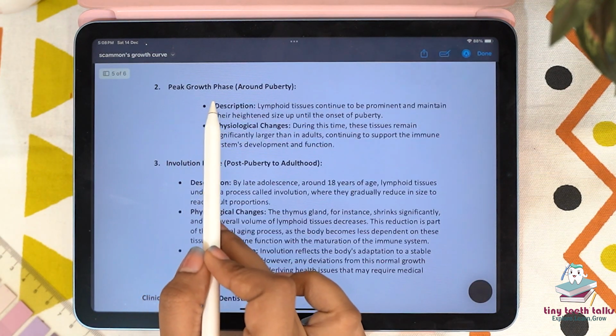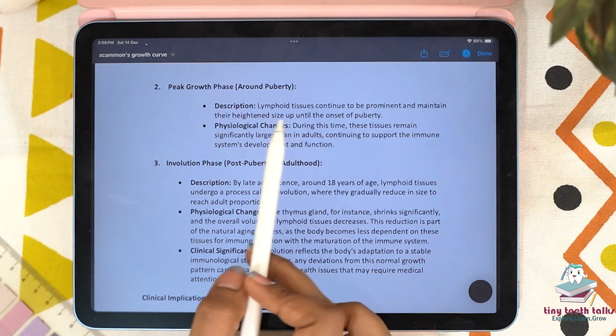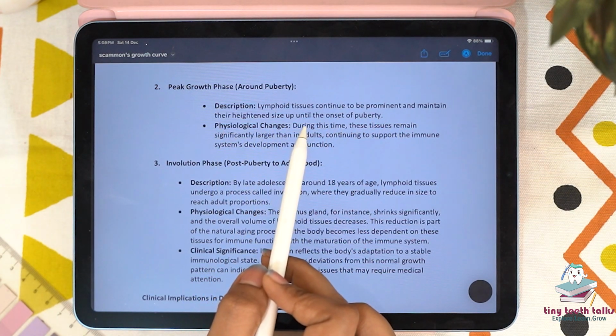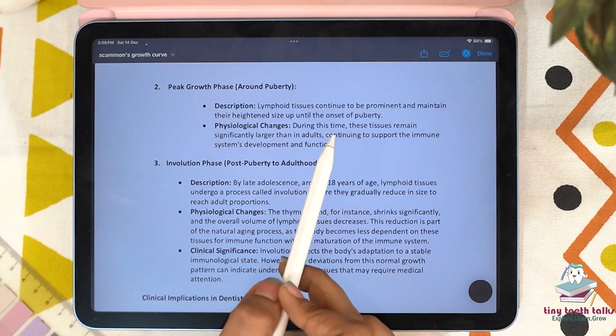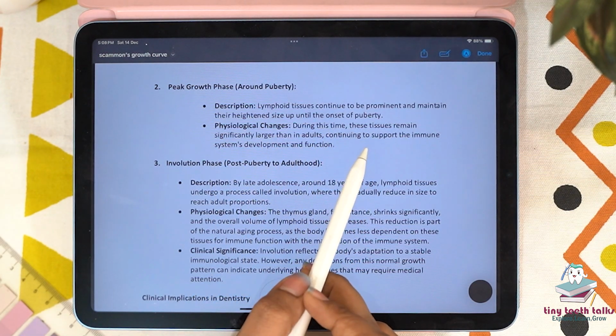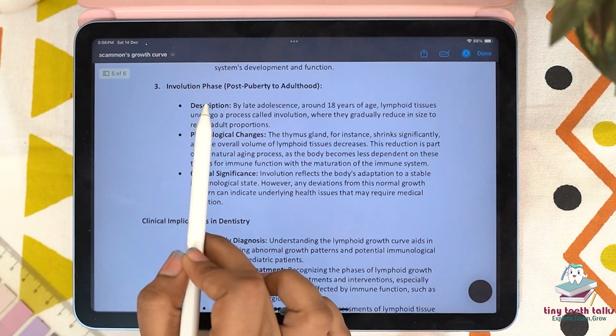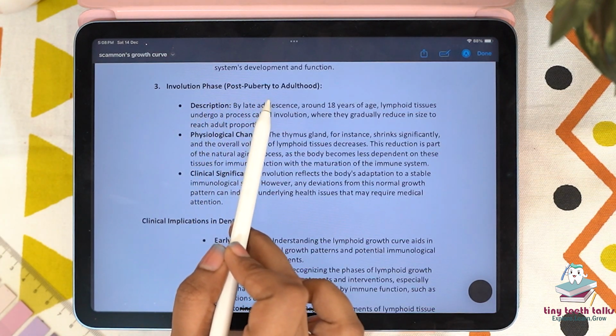The second is the peak growth phase around puberty. Lymphoid tissue continues to be prominent and maintains its heightened size up until the onset of puberty. During this time, this tissue remains significantly larger than in the adults, continuing to support the immune system's development and function. Then there is an involution phase, which is post-puberty to adulthood.